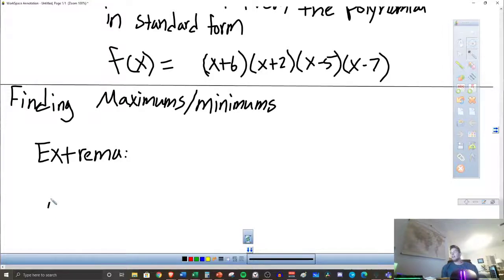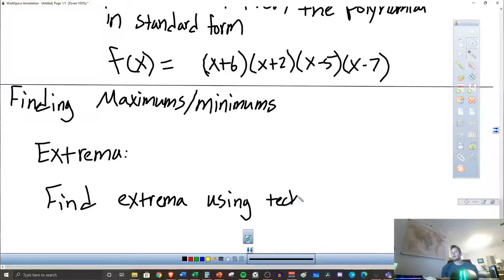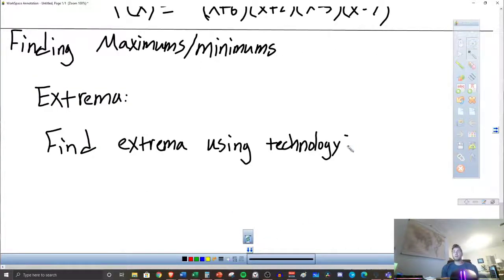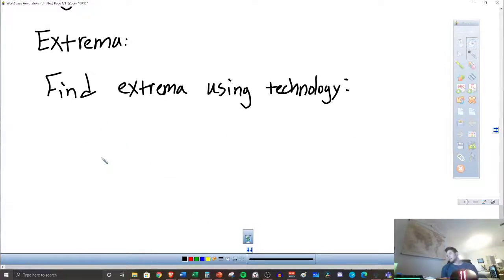So we can find extrema using technology. I'm going to keep it simple for this. We're not going to put in a crazy polynomial like we saw for the last example. We're going to be using some quadratics to do this. The extrema of a quadratic is known as a vertex, which we practiced finding in the review. So let's do some examples for this.